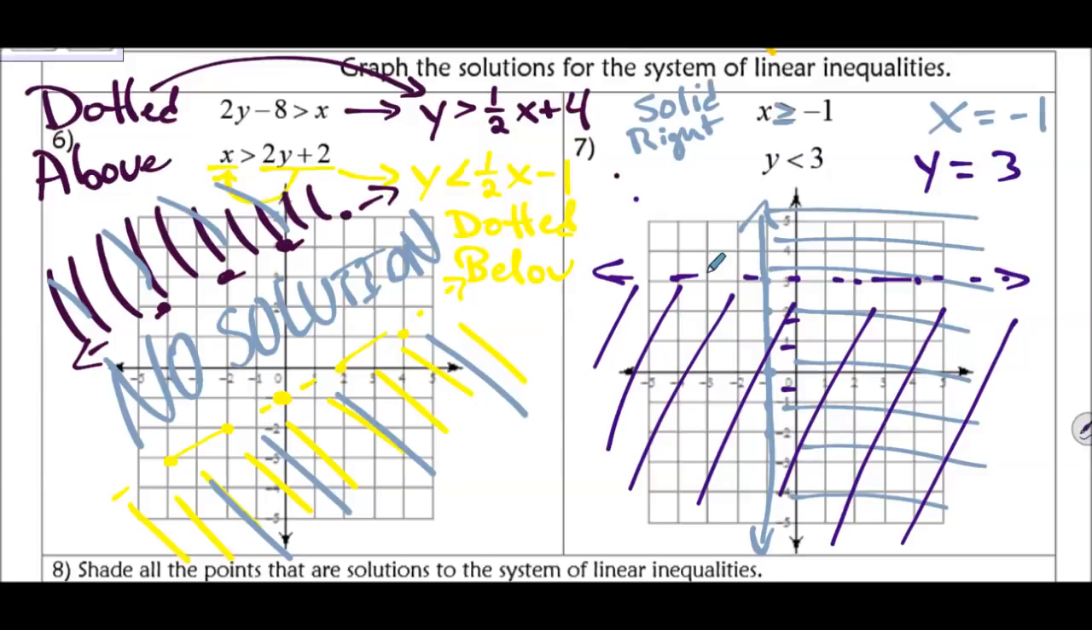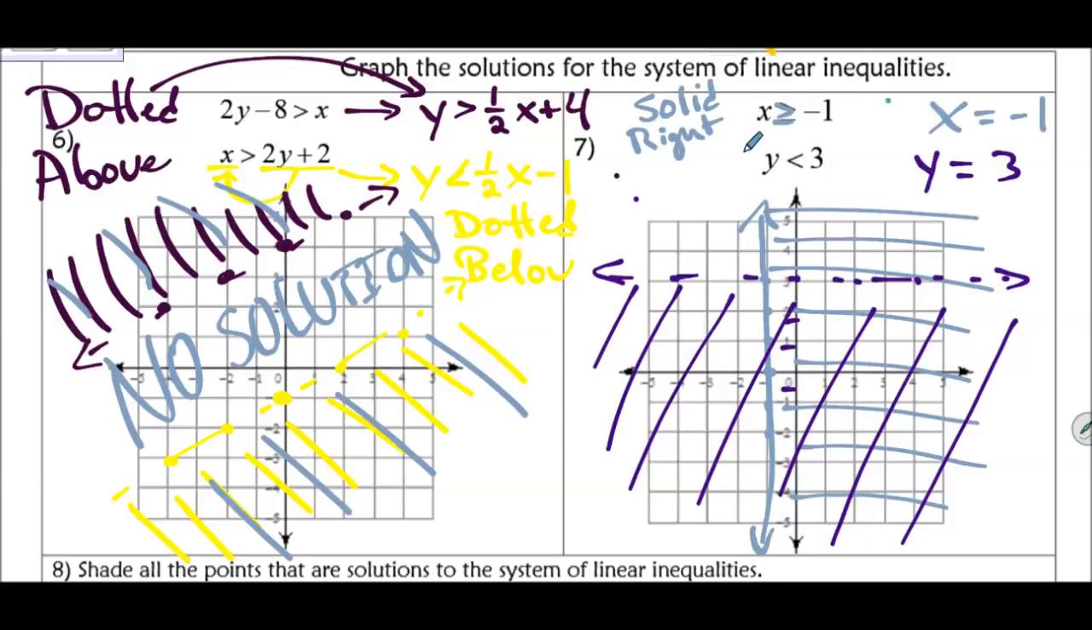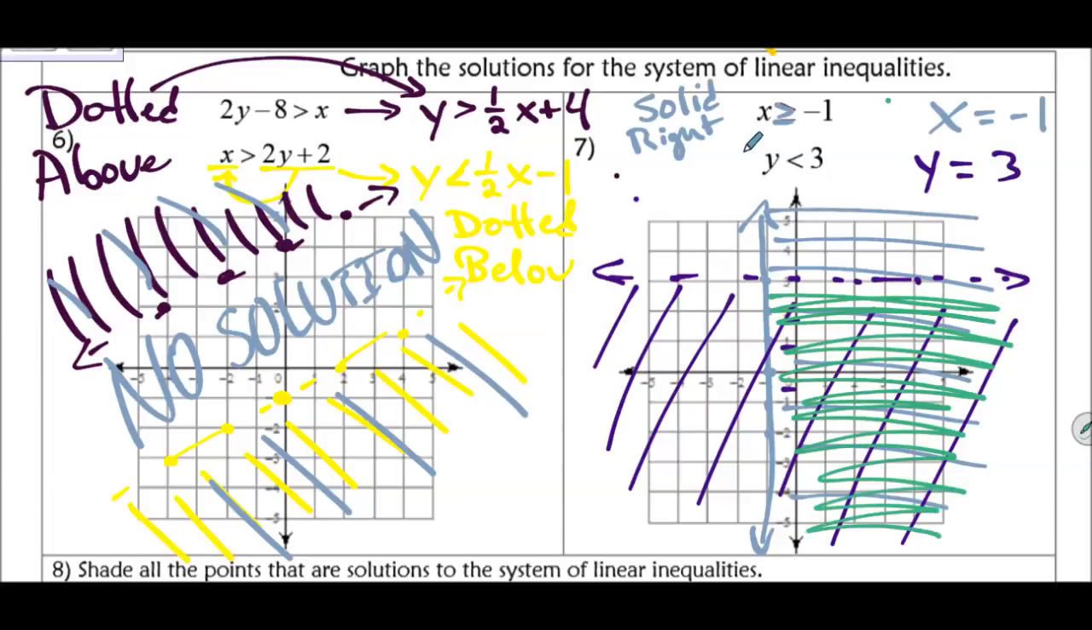I want to make this a little bit clearer where the double shaded area is. So let's go with green. It is this area that's below the purple line and to the right of the blue line.